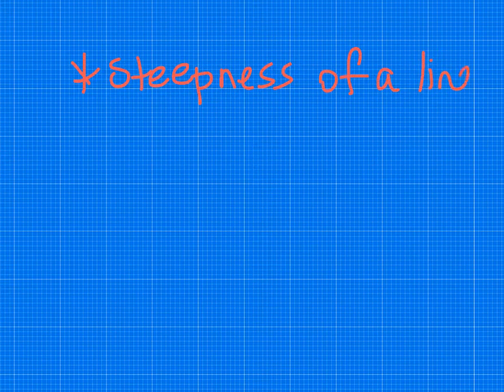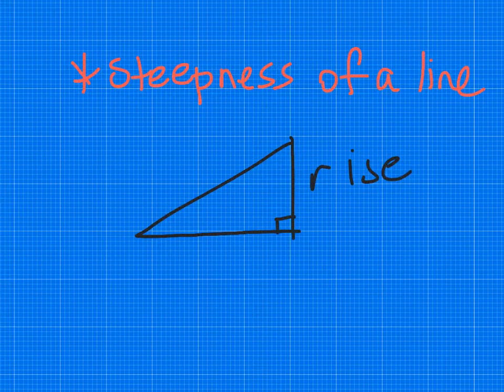Okay, today we're going to be talking about gradient, and what we mean by gradient is it describes the steepness of a line. So let's explain it like this. We have a triangle. So what we talk about when we're talking about gradient, or describing the steepness, is rise over the run.